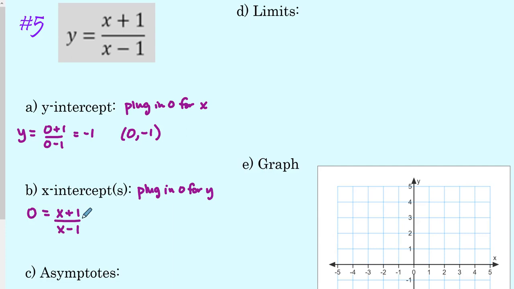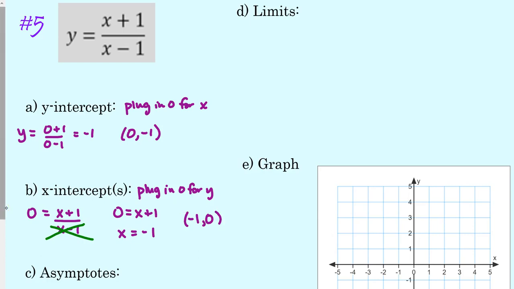So if you have 0 equals a fraction, the only way that's possible is if 0 equals the numerator. Remember, you can't have 0 in the denominator, so it's just 0 equals the numerator. So you don't even need to worry about the denominator. 0 equals x plus 1, and that's going to give us x equals negative 1. So the x-intercept is the point (negative 1, 0).